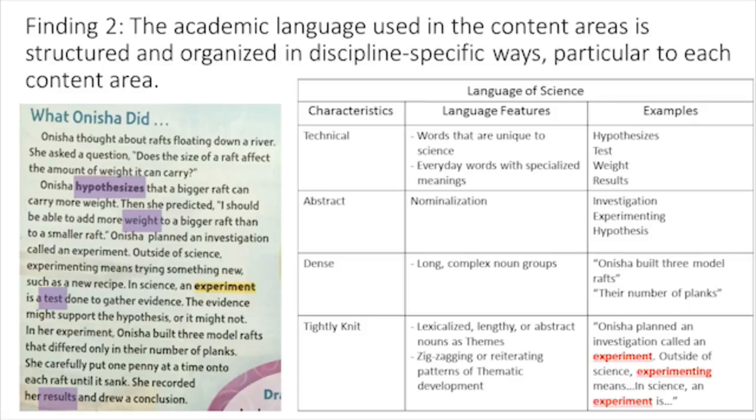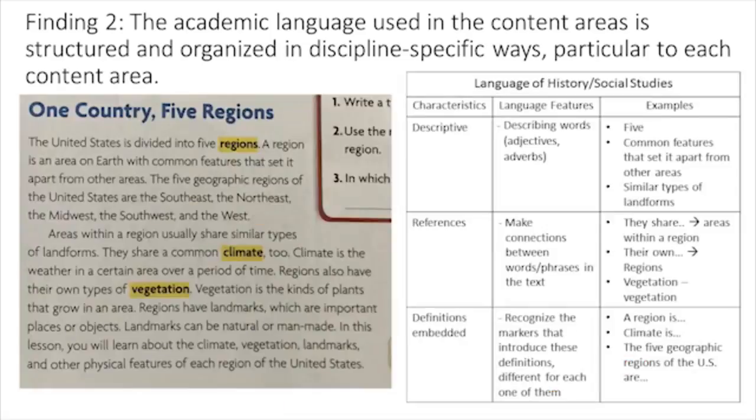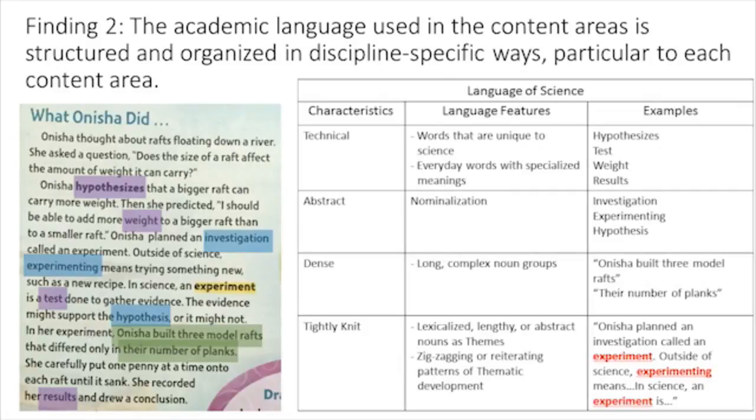We also see a lot of nominalizations referencing information that was discussed previously. We see long, complex noun groups with a lot of, again, descriptors connected to the participant or the noun. And then in terms of the thematic development, we see Onisha planned an investigation called an experiment. Outside of science, experimenting means; in science, an experiment is. So that term is picked up and then expanded upon throughout the text. This is just to give you a different snapshot.